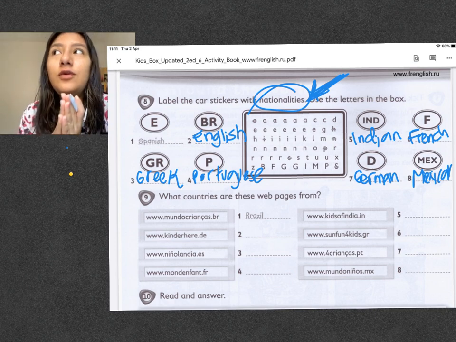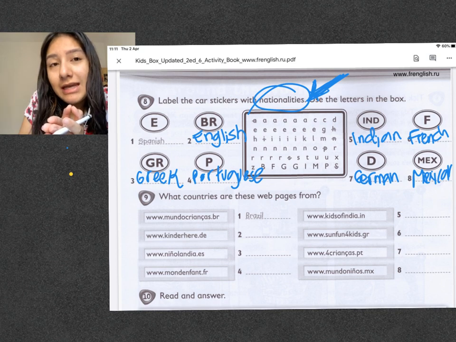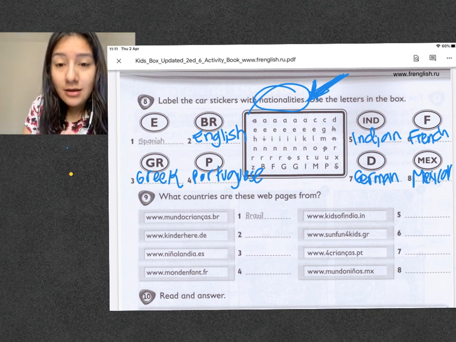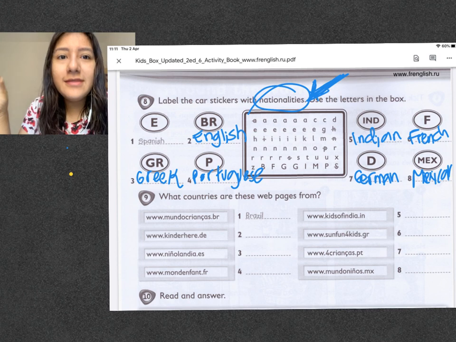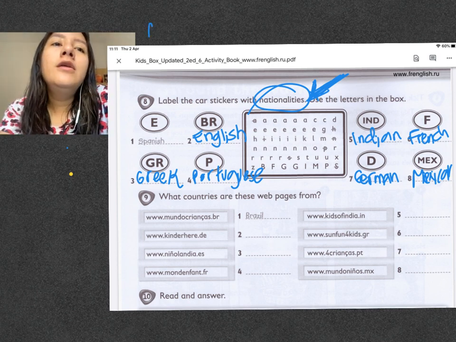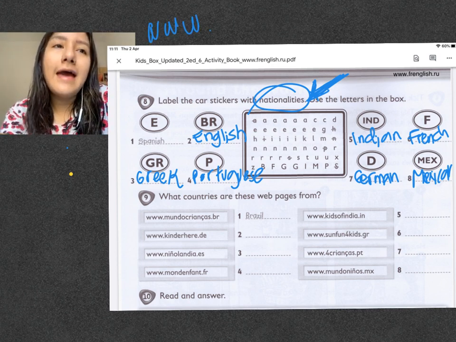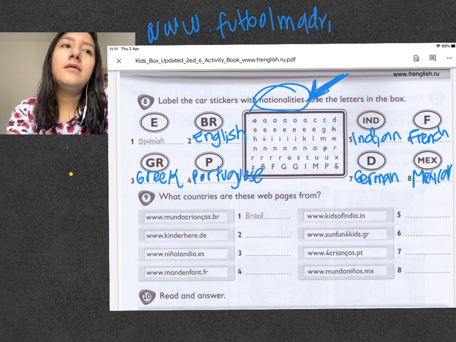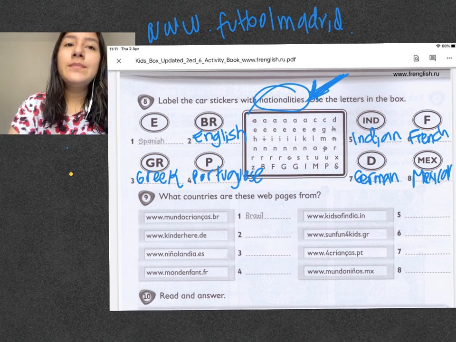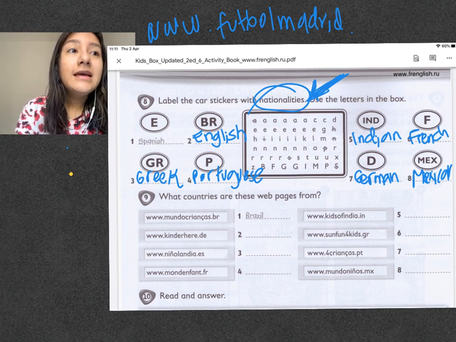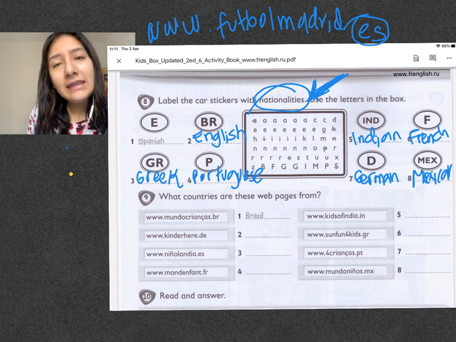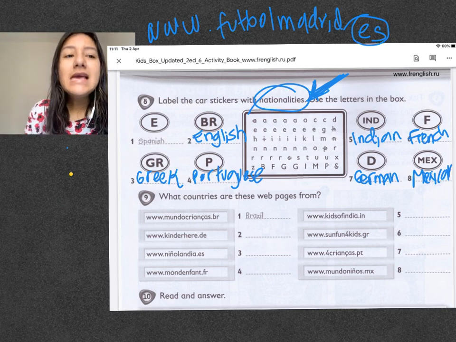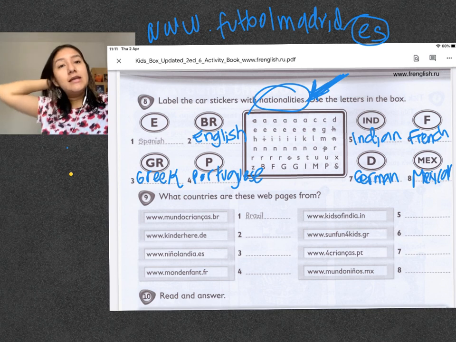For example, if you want to check out a page that is from Spain, probably the domain is this, for example, www dot football Madrid, that could be dot ES, because ES is a domain for Spain. Okay, so you're going to see it a lot on the internet, as I told you.